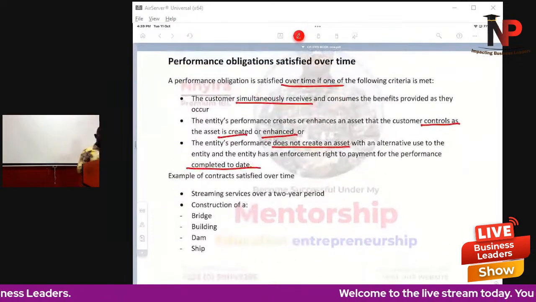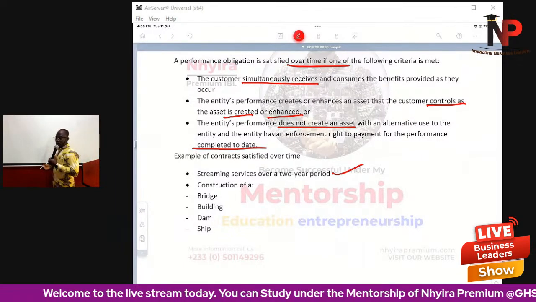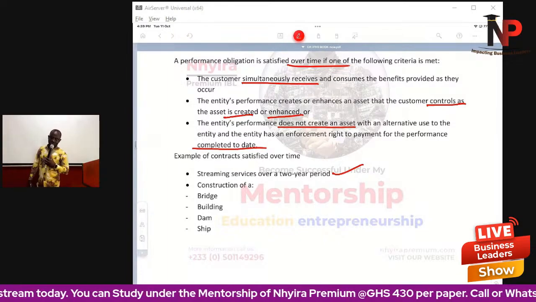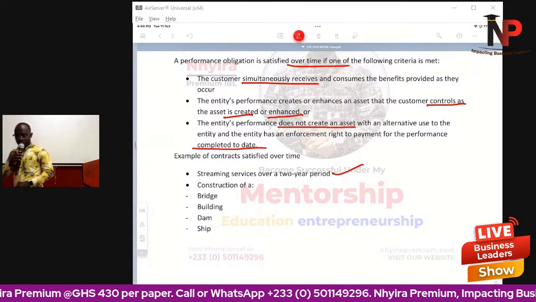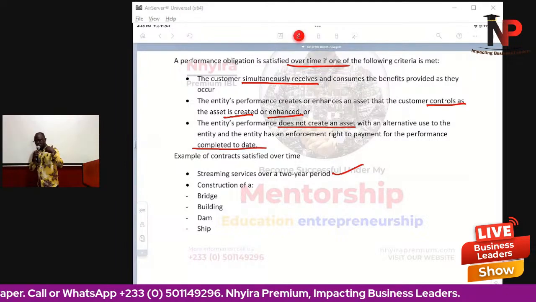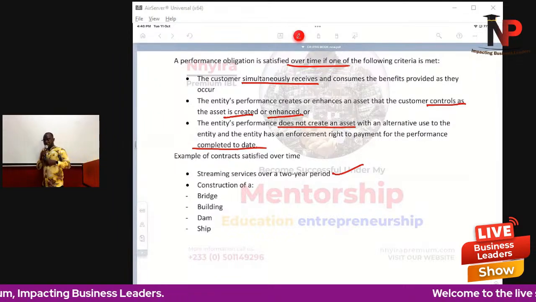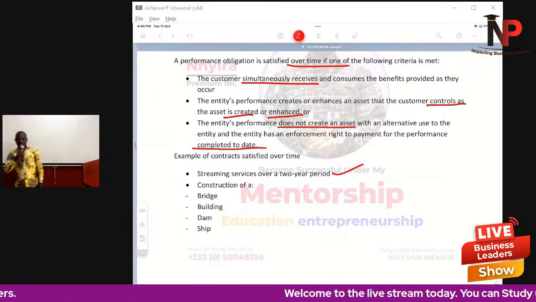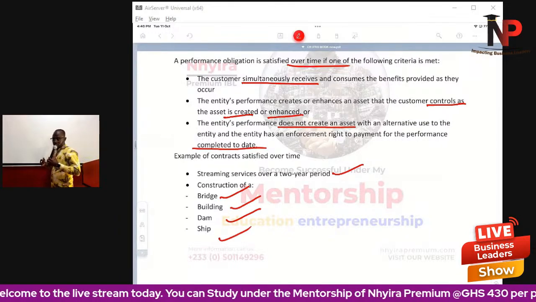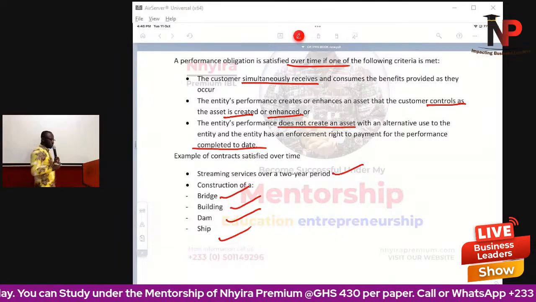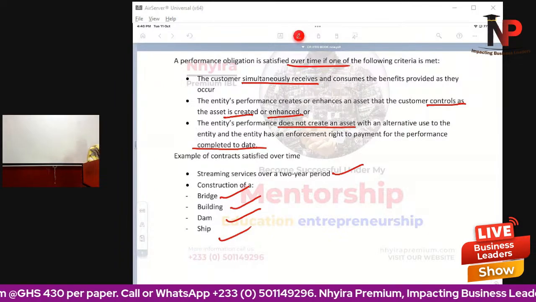Examples could be streaming services over a 2-year period. For instance, the software we use to do our live streams is paid for, and as they provide us the software, we are using it. Are you getting it? So that is the first criterion, simultaneous consumption of the benefit by the customer. Construction of a bridge, a building, a dam, or a ship all qualify for a performance obligation beyond one accounting year.